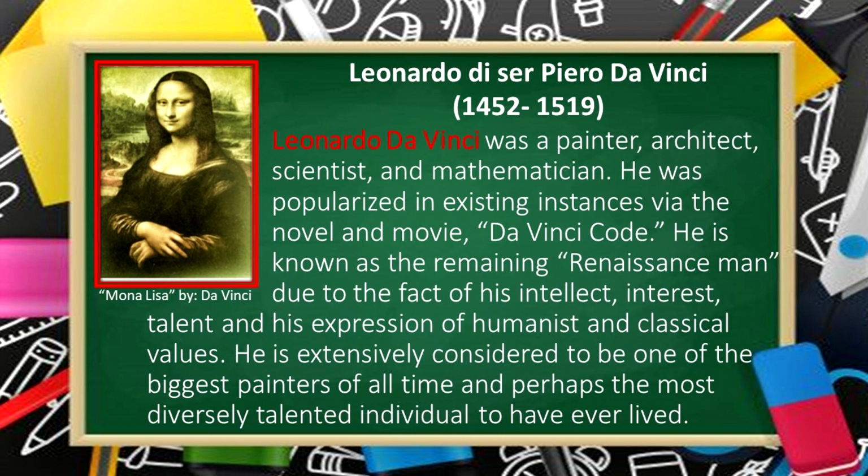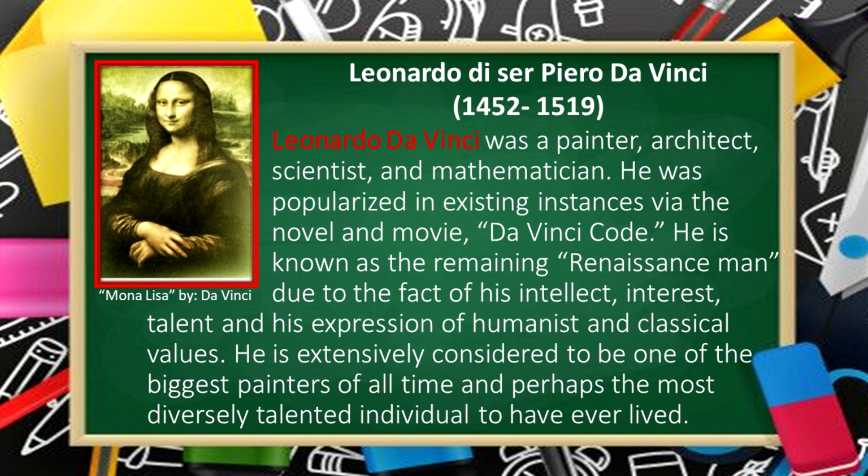Leonardo di Ser Piero da Vinci, 1452 to 1519. Leonardo da Vinci was a painter, architect, scientist, and mathematician. He was popularized in recent times by the novel and movie Da Vinci Code. He is known as the ultimate Renaissance man because of his intellect, curiosity, talent, and his expression of humanist and classical values.